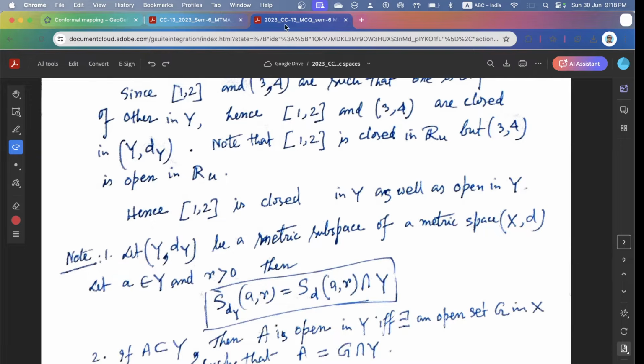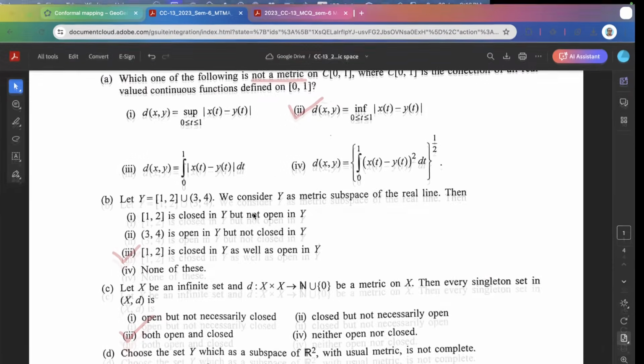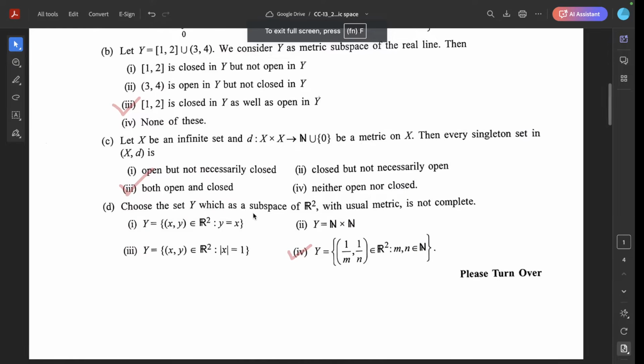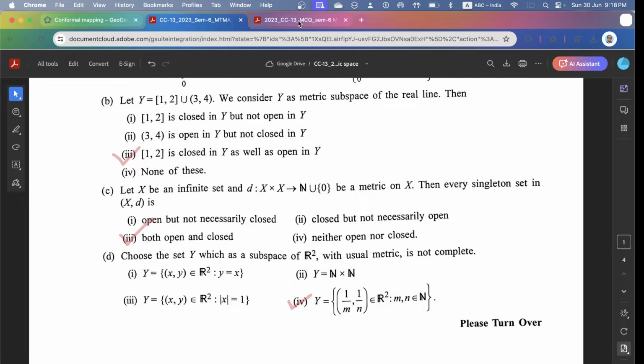Next question, question 1C. Let X be an infinite set and d: X × X → ℝ ∪ {0}, where N is the set of all natural numbers, be a metric on X. Then every singleton set in (X, d) is both open and closed.